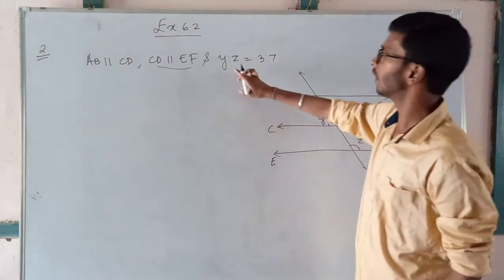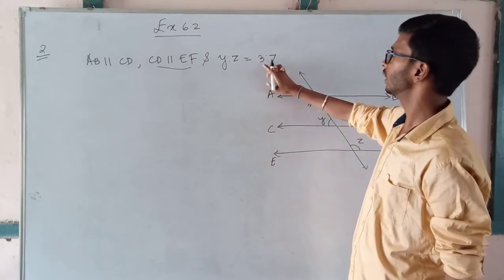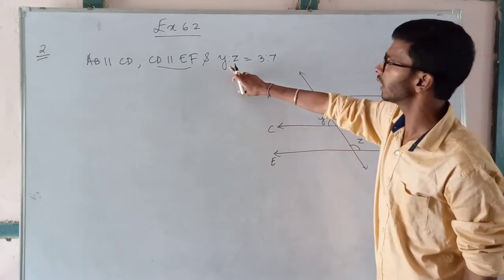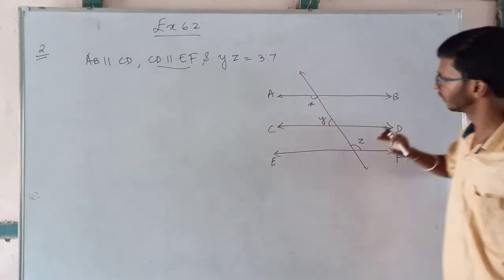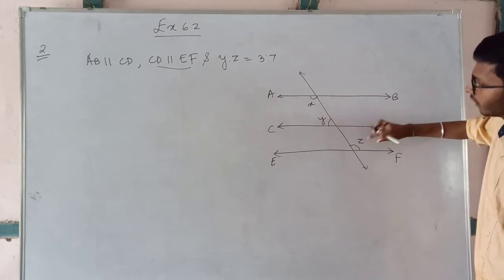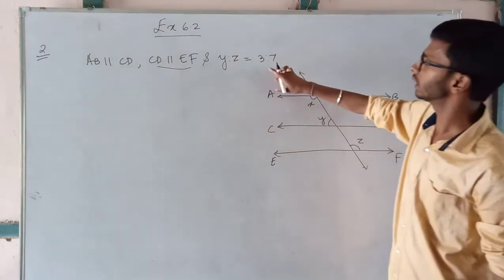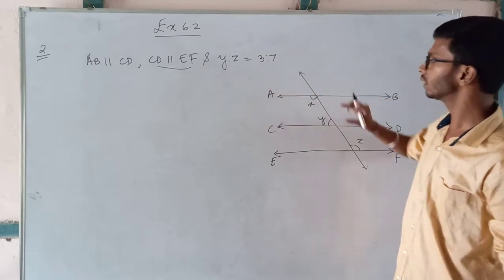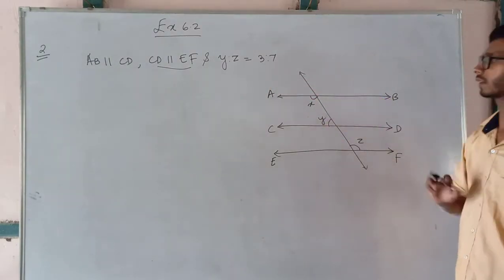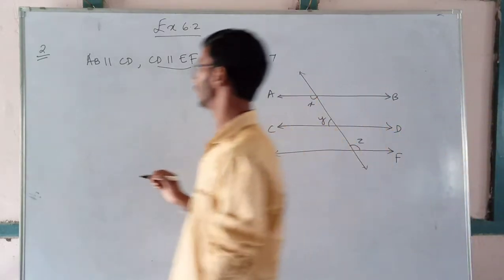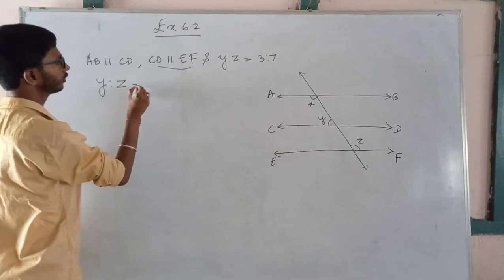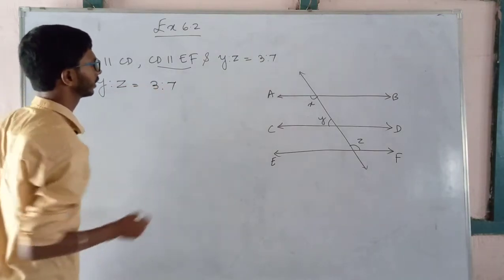And y is to z equal to 3 is to 7. And the ratio of the angle y and z, that means if you divide this angle y and angle z, you will get the answer in the ratio of 3 is to 7. Now we have to find the value of x. Now what is given to us? Y is to z is equal to 3 is to 7.